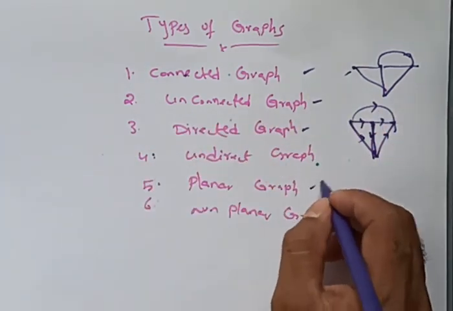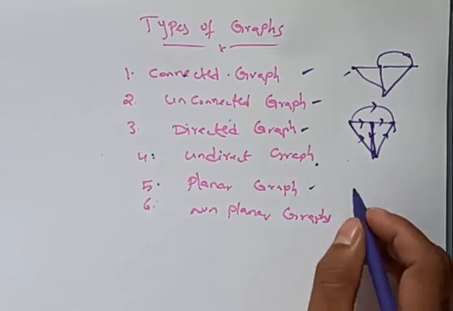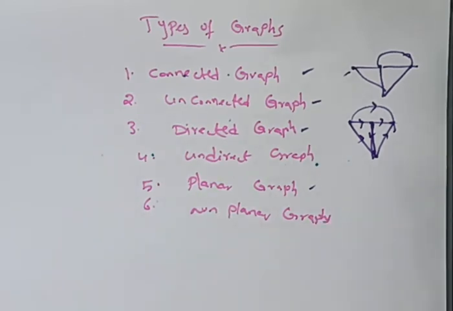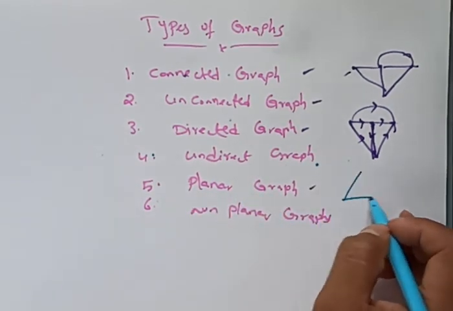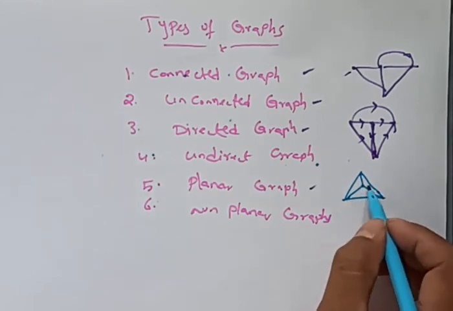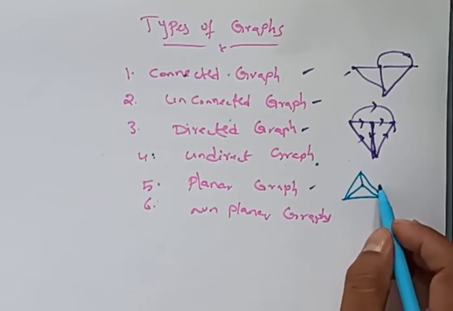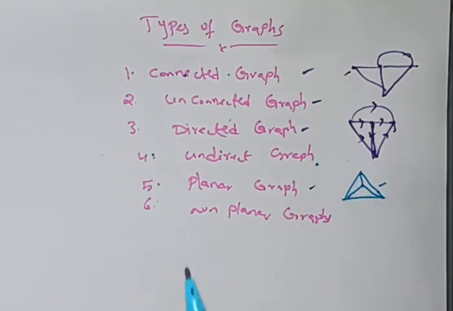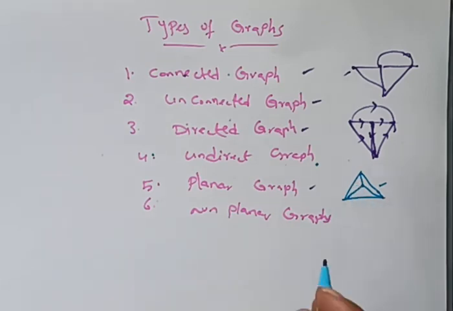And next one is planar graph. What do you mean by planar graph? A graph is said to be planar graph if it can be drawn on a plane surface without crossovers. For example, let us assume here I am taking one graph like star and delta combination. So this graph we can call it as a planar graph. The reason is here there is no crossovers. A graph is said to be planar if it can be drawn on a plane surface without crossovers.